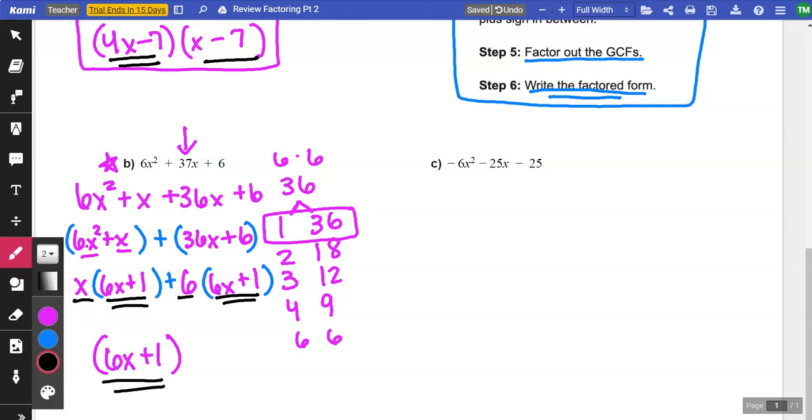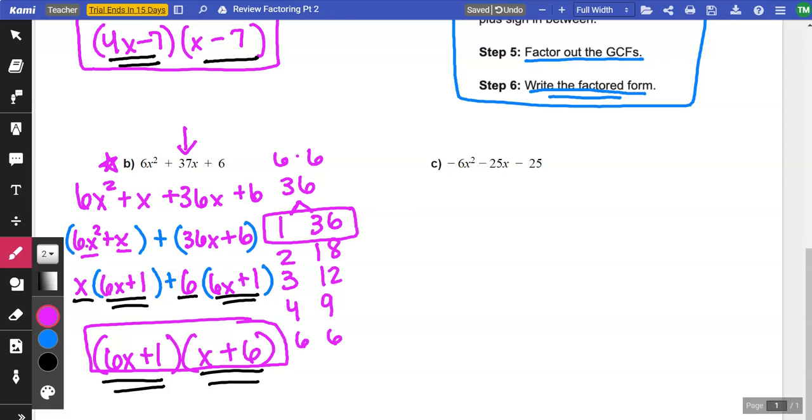And then what's left, the x and the positive 6, go in the second factor, x plus 6. And when we multiply that out, it should work correctly and match what we started with. So I know the factored form of 6x squared plus 37x plus 6 is 6x plus 1 times x plus 6.